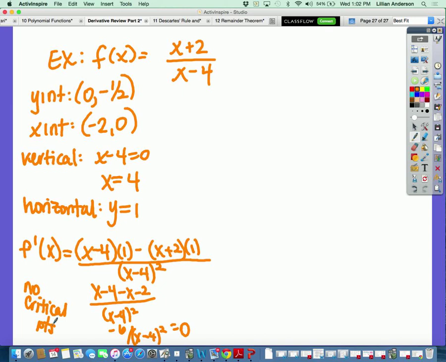Now, just because there are no maxes and mins doesn't mean that you can't have inflection points. Doesn't mean that it can't be concave down or concave up or anything like that. So let's find our second derivative.